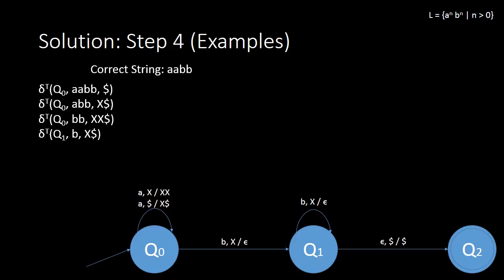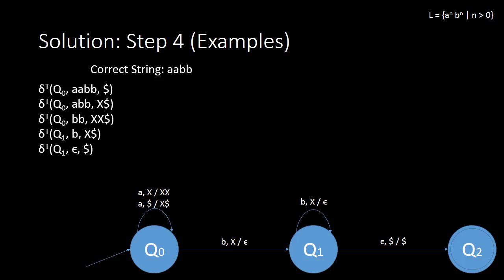Now we are in state Q1, the current input is B and the stack top is X. So from the diagram we can see that there is such a rule which states that we must pop and we must stay in the same state. So it becomes Q1, epsilon, because removing B we are left with nothing, so that is epsilon, and the stack becomes dollar because the X pops off.